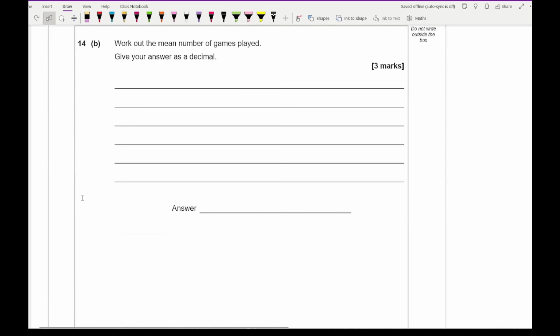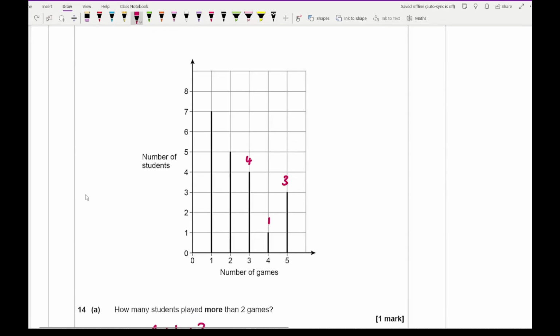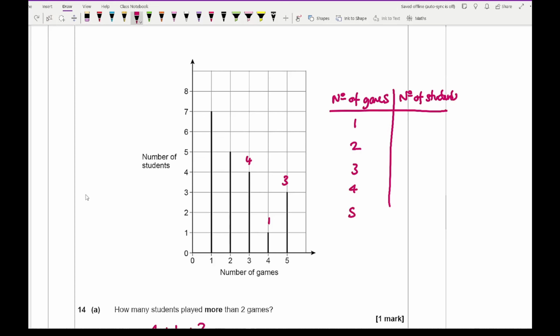Then for 14b, it says work out the mean number of games played, give your answer as a decimal. Well, if I go back to the graph, what I need to do here is, first of all, if I just make a little table, hopefully it'll make a bit of sense of what I'm doing. So I've got number of games, number of students. So if I create this as a table, I've got 1, 2, 3, 4, 5, and the number of students is 7, 5, 4, 1, and 3. Now this is what we call the frequency table. So here, this is my X, this is my F.